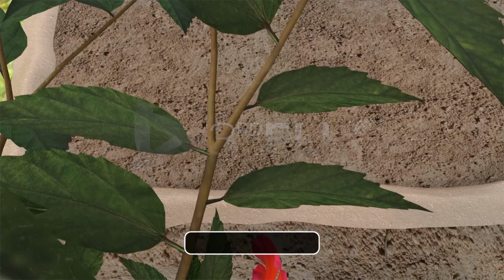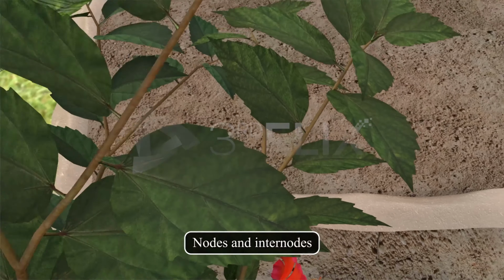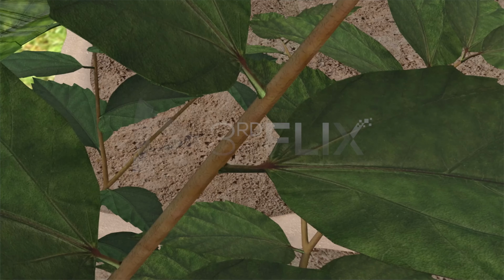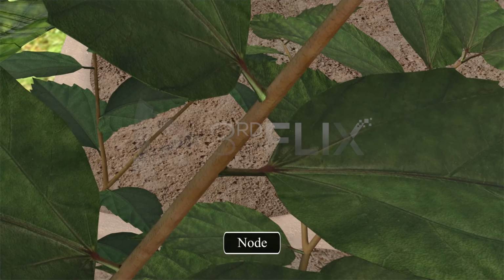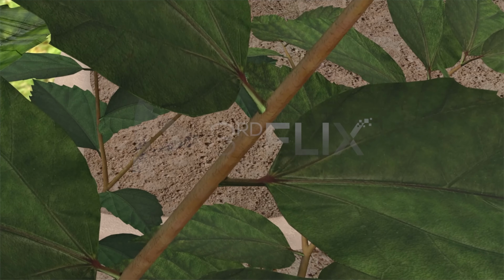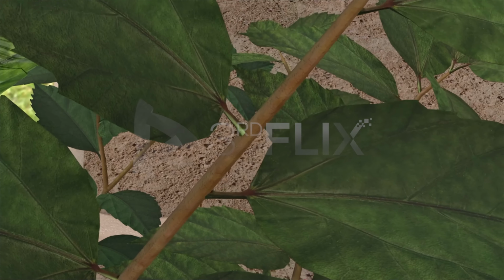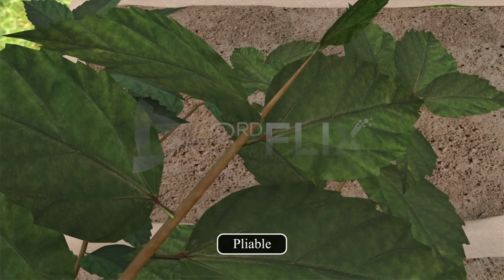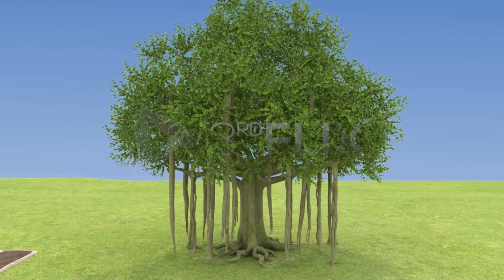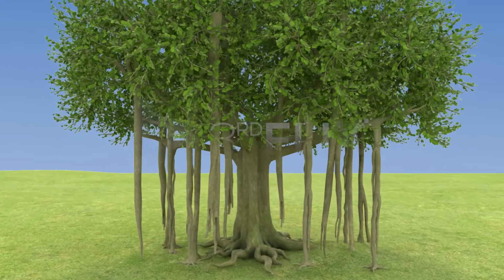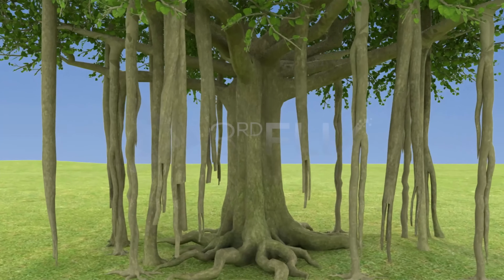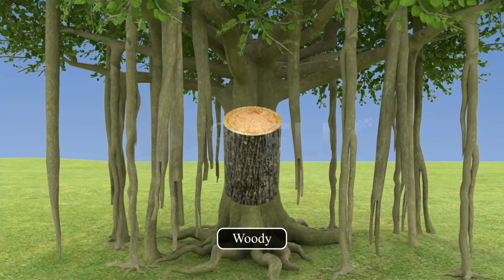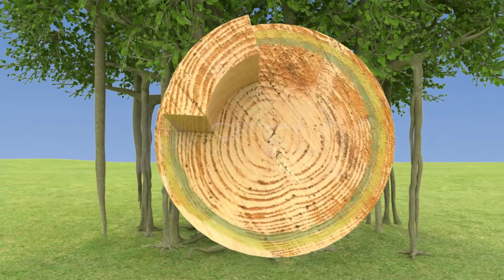The stem bears nodes and internodes. The region of the stem where leaves are born is called as a node. Internode is the portion between two successive nodes. Young stems are green, soft and pliable. Pliable means easily bent. Older stems are dark brown, hard and woody. A stem with more amount of wood is considered as woody. Secondary xylem is called as wood.